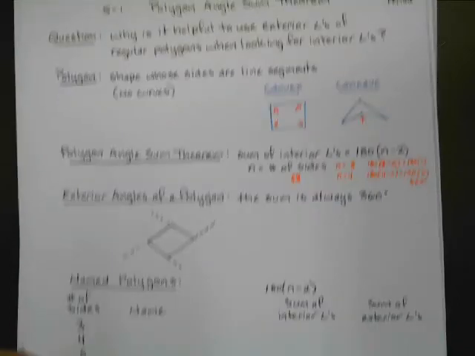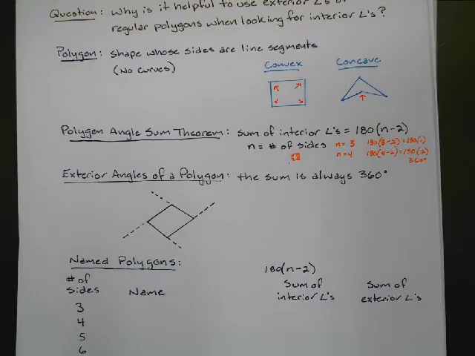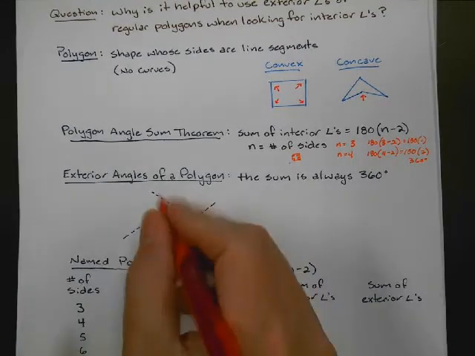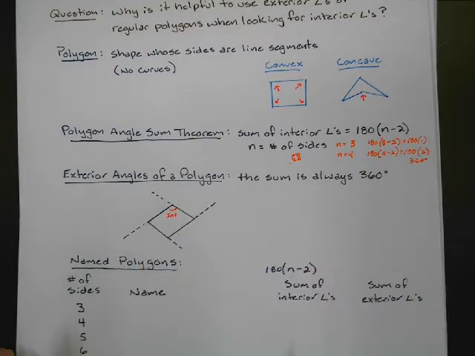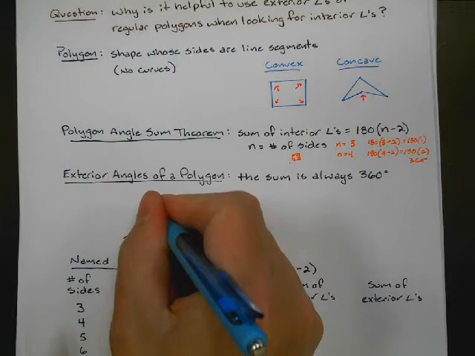Moving on, the exterior angles of a polygon. So we know that our interior angles are in here. So these are interior angles. Our exterior angles are going to be these ones.